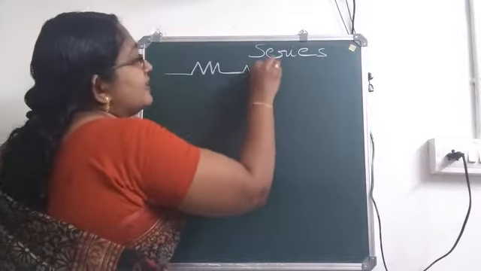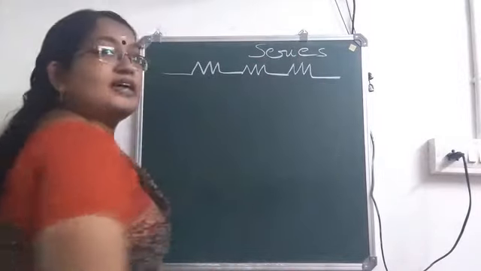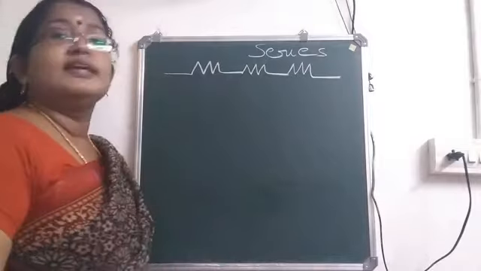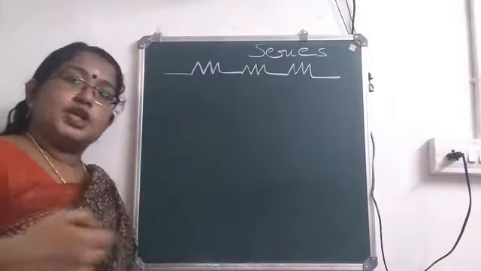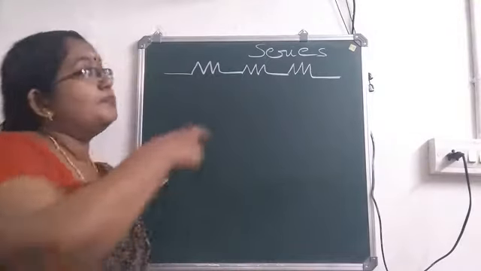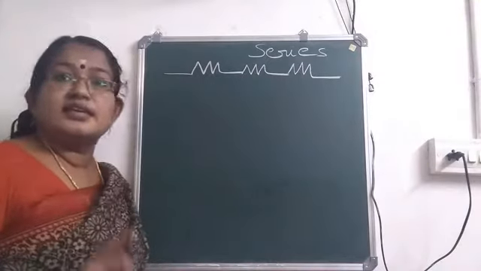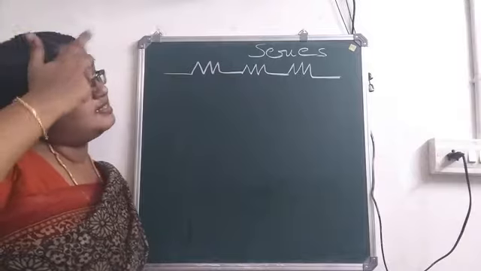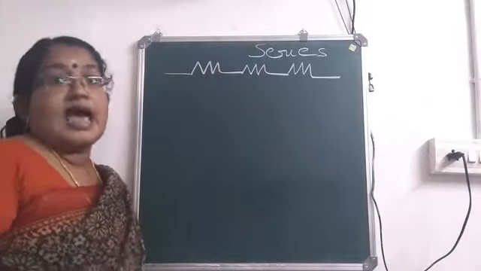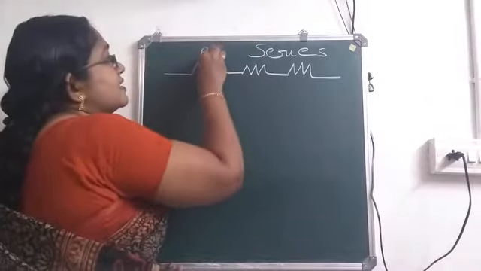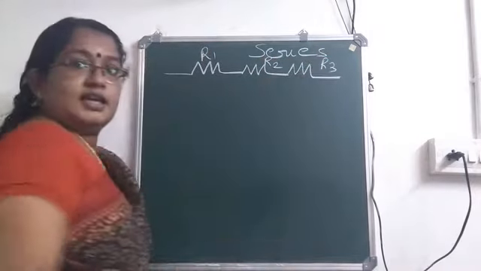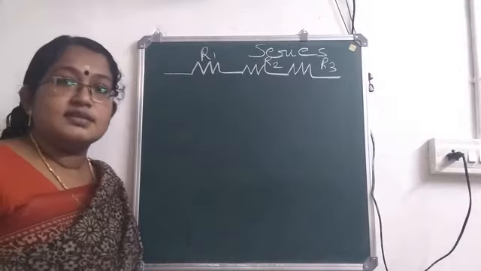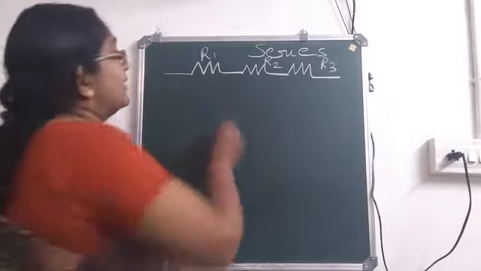If you are connecting resistors one after the other, we will be calling it a series connection. So this is a series connection. And let me name these resistors as R1, R2 and R3. So I have connected three resistors R1, R2 and R3.